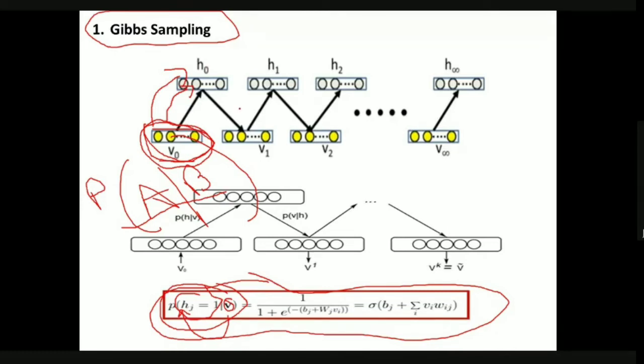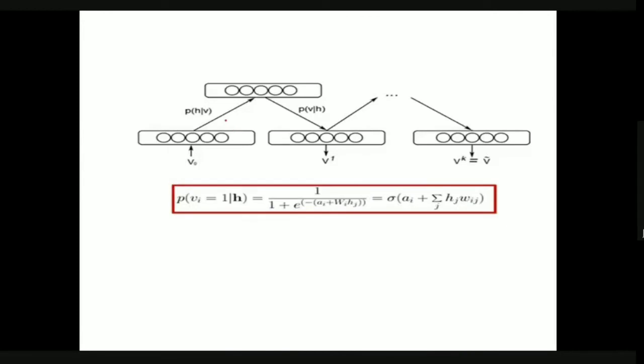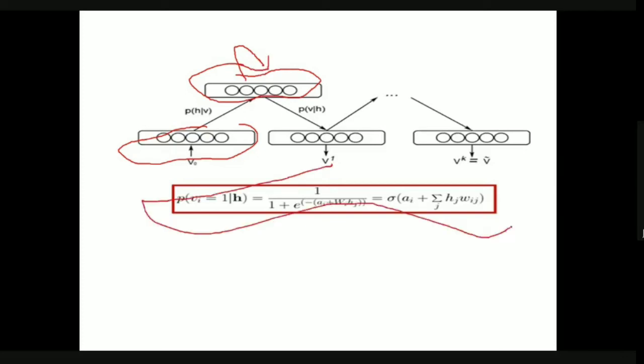After knowing the hidden value, that is, from the input V naught we got this H naught value, after knowing these hidden vector values, we again use this equation, that is P of Vi equal to 1 given H.